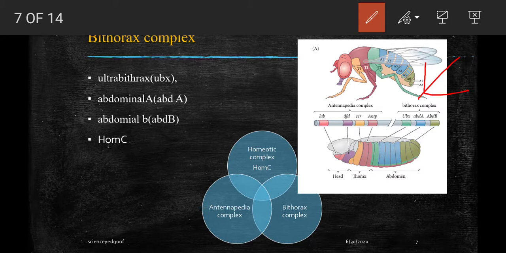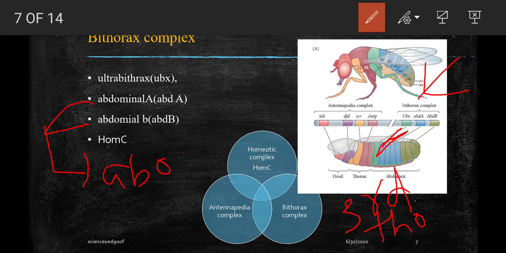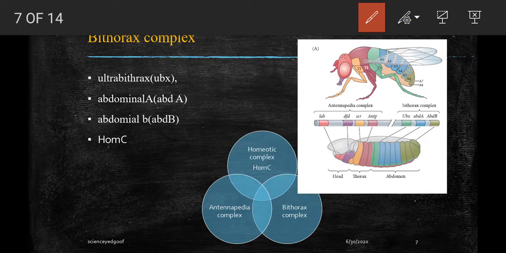The UBX, that is Ultrabithorax, is required for the identity of the third thoracic segment; here you can see the blue color and the green color. And you have abdominal A and abdominal B. Both of these are responsible for the abdominal identities, here you can see the blue colored region, whereas UBX is required for the third thoracic segment identity.